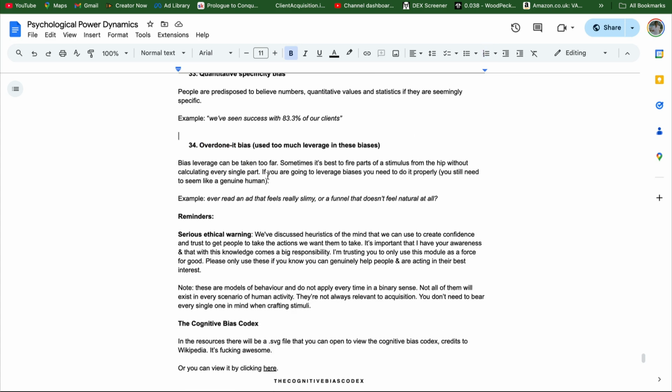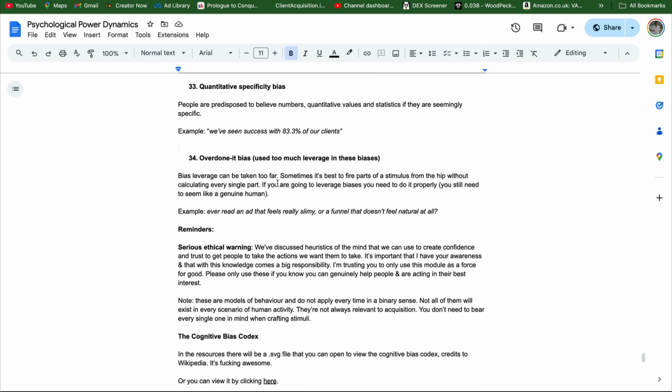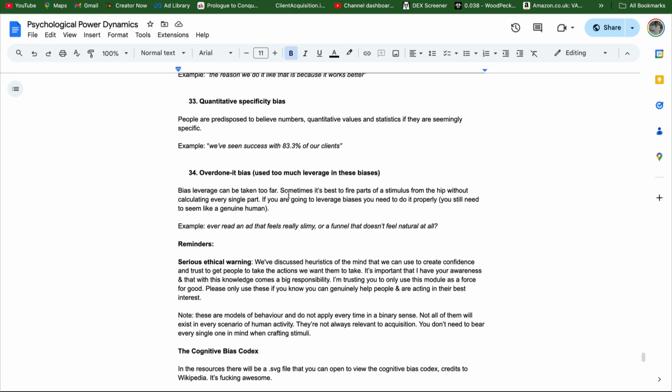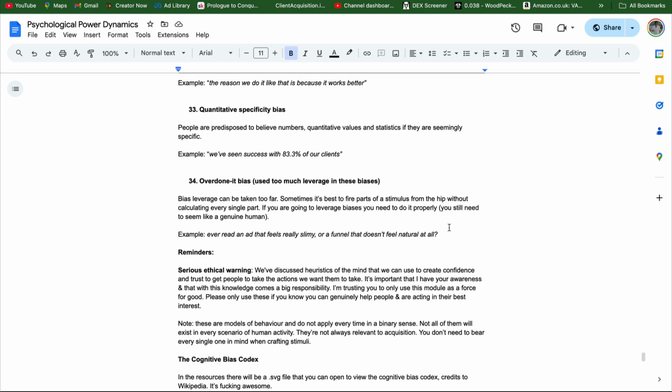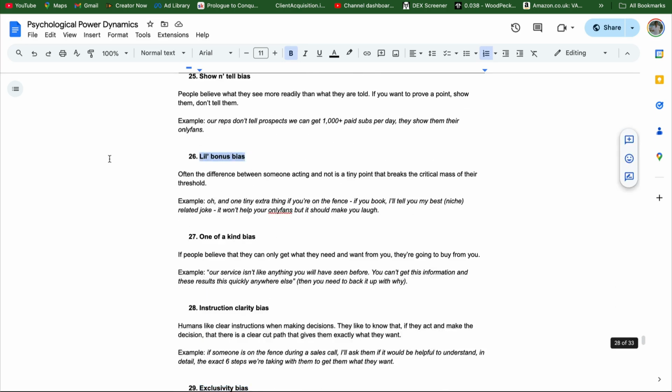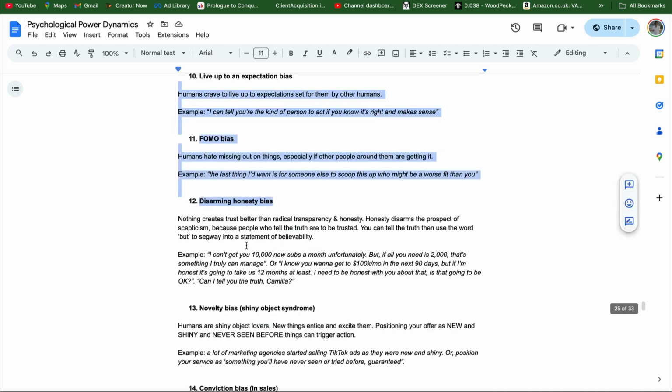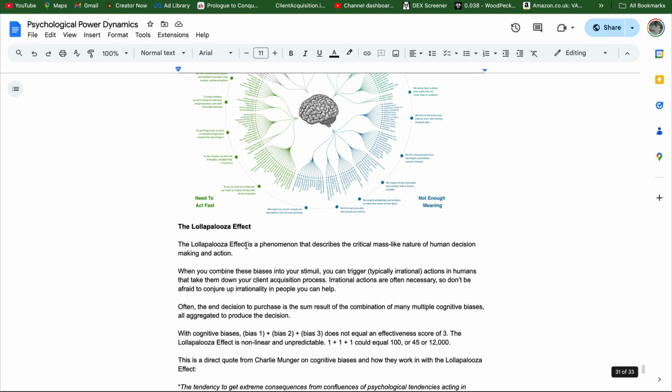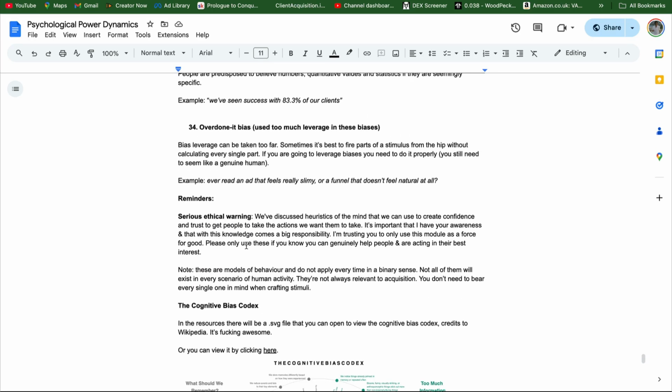34 is the overdone it bias, right? Bias leverage can be taken too far. Sometimes it's best to fire parts of a stimulus from the hip without calculating every single part. If you're going to leverage biases, you need to do it properly, and you still need to seem like a genuine human. For example, ever read an ad that feels really slimy, or a funnel that doesn't feel natural at all? That is because people might understand these biases and think, right, I need to include this, I need to do these 5 ones, I need to weave this in, and it's just this fake, fully manipulative psychology thing, and it just doesn't make sense. You can't do it like that. It needs to be natural, right?